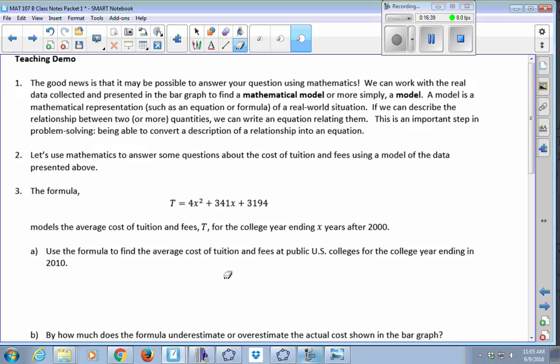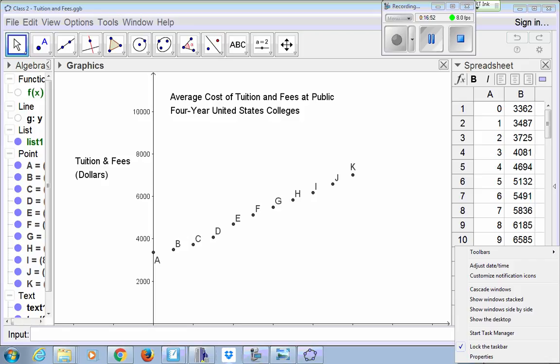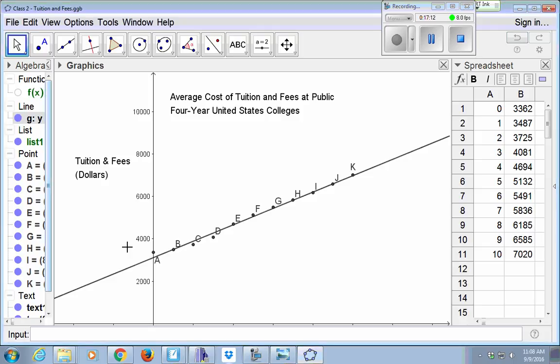Good news is that it may be possible to answer your question using mathematics. We can work with the real data collected and presented in the bar graph to find a mathematical model. So here's our points graphed. If I asked you what type of graph might explain that relationship or come as close as possible to all those points, what might you say? What type of graph? A line, right? So let's try fitting a line. Guess what? I had GeoGebra do it. And there's the line that fits as close as possible to each of those real data points.